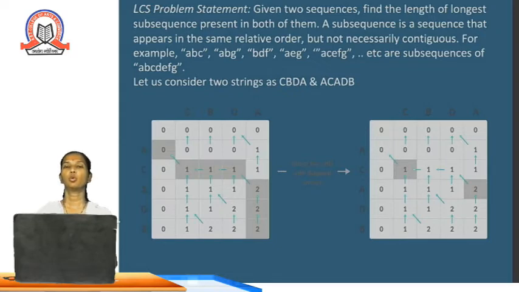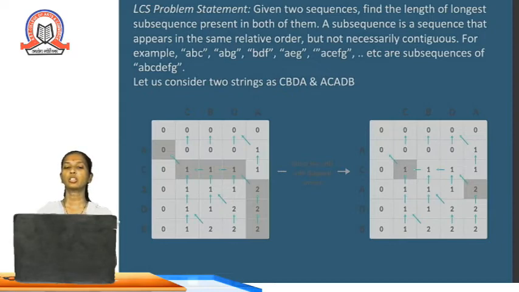The technique is that both the strings are mapped onto a table which has the format of rows and columns. In that, the first step to be carried out is that the first row and the first column are filled with zero entries. In the rows we have considered the second string, ACADB, and for the columns we have considered the first string, CBDA.